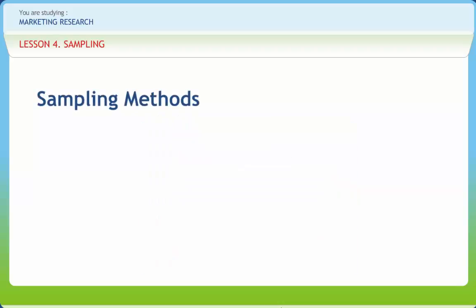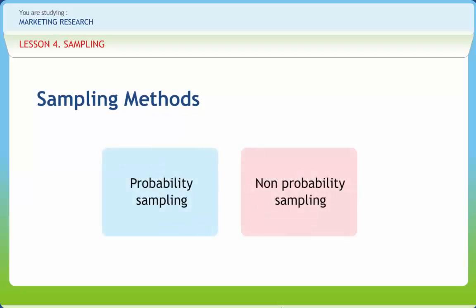There are two methods of sampling. First is probability sampling and second is non-probability sampling. In a probability sample, every unit in the population has equal chances of being selected as a sample unit. In non-probability sampling, the units in the population have unequal or negligible, almost no, chance of being selected.